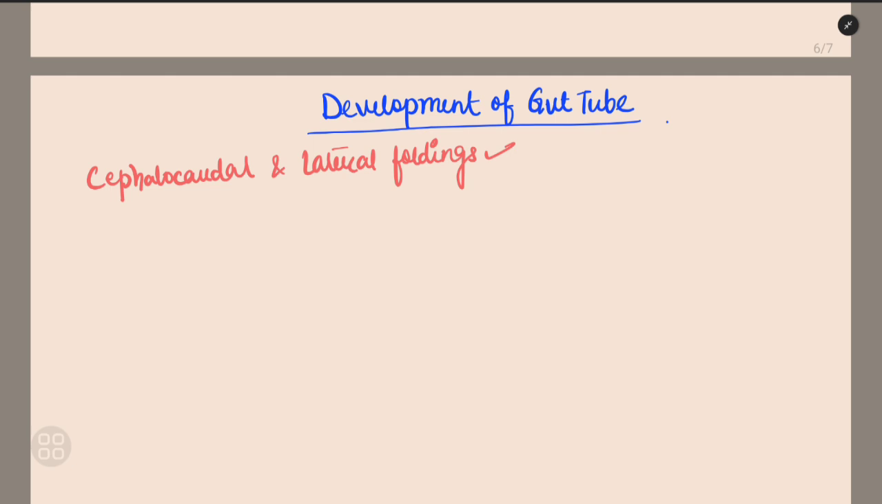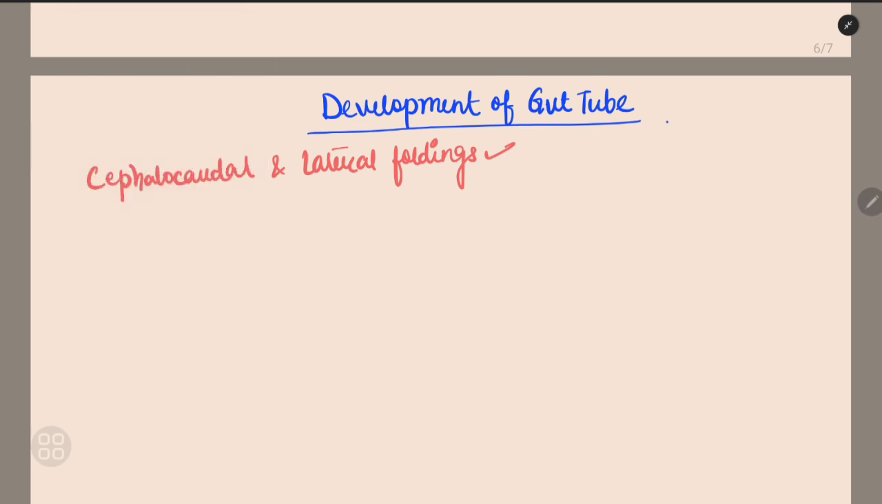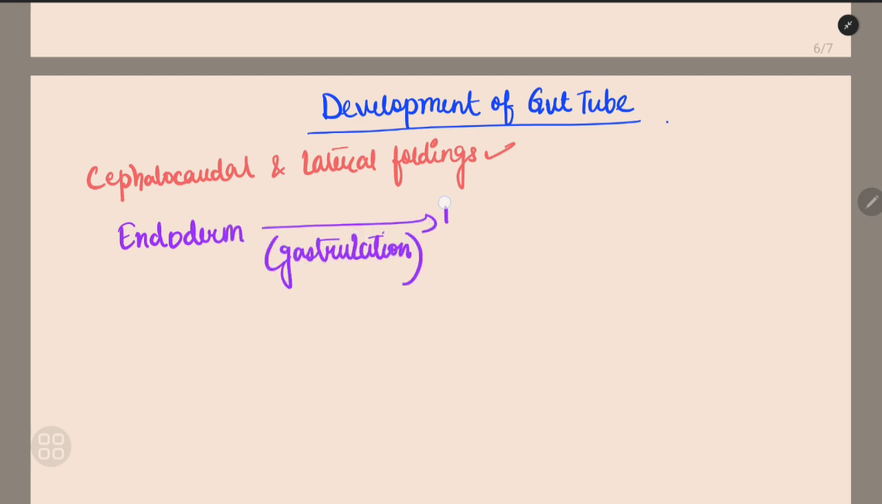After that, remember that the endoderm mainly forms the primitive gut tube. The primitive gut is from the endoderm, and we are concerned with the epithelial lining which comes from the endoderm. The yolk sac and the allantois will remain outside. During the gastrulation phase, the endoderm forms the primitive gut, and at that point of time the yolk sac and the allantois remain outside the embryo.